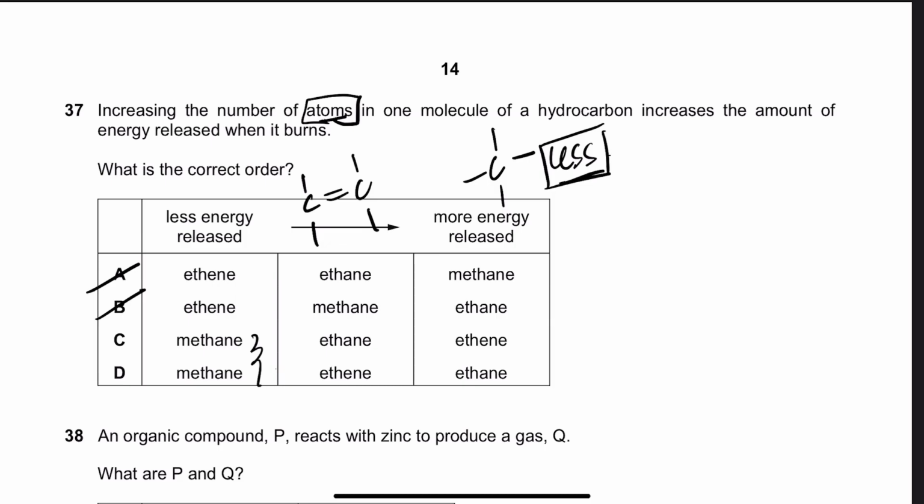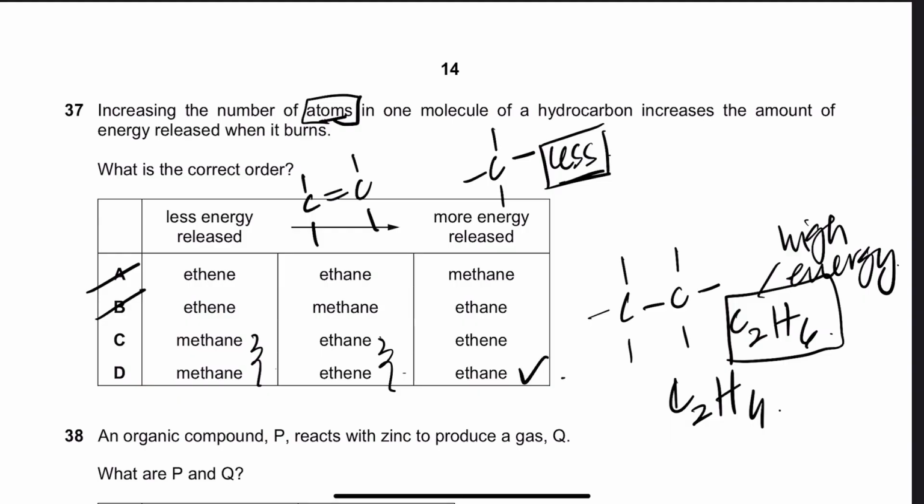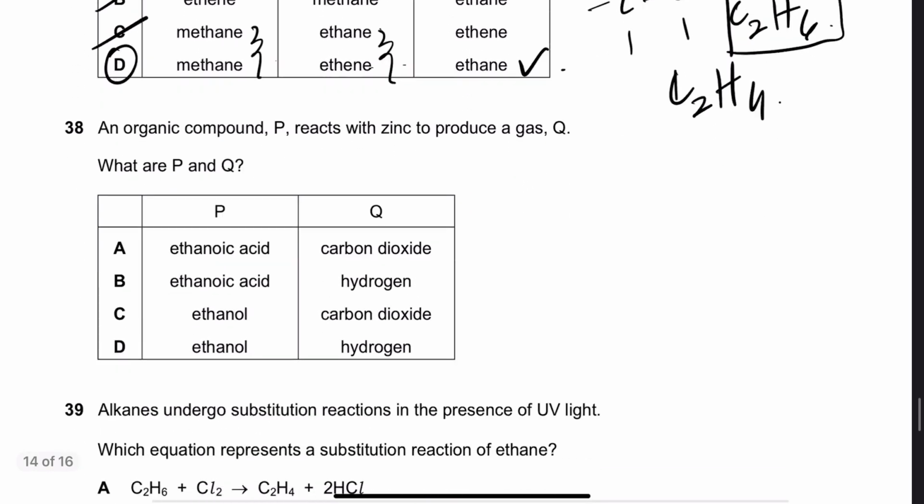Does ethene have more atoms, or does ethane? Ethane is C2H6, and ethene is C2H4. Therefore ethane has more atoms, so it should release more energy. Therefore D is my answer. Ethene should have a lesser energy release.